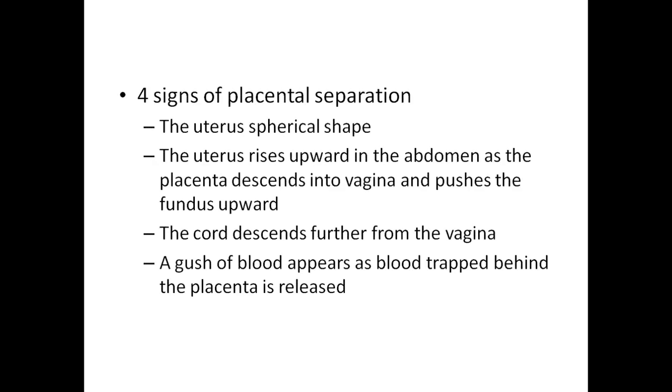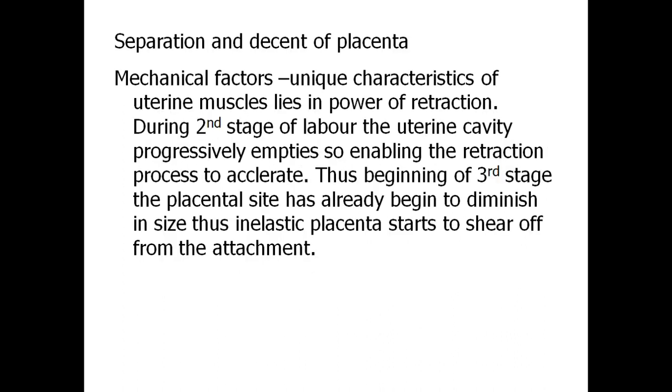The first signs of placental separation include the uterus becoming spherical in shape and rising upwards in the abdomen as the placenta descends into the vagina and pushes the fundus upward. The cord descends further from the vagina. A gush of blood appears as the blood trapped behind the placenta is released.